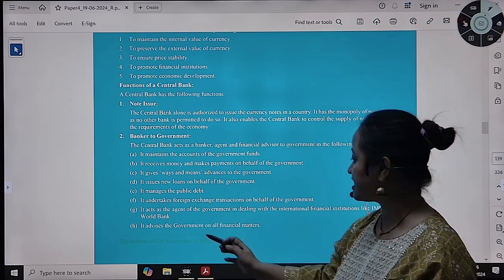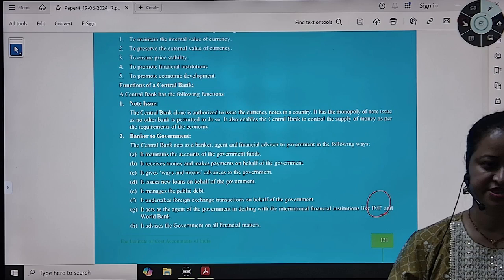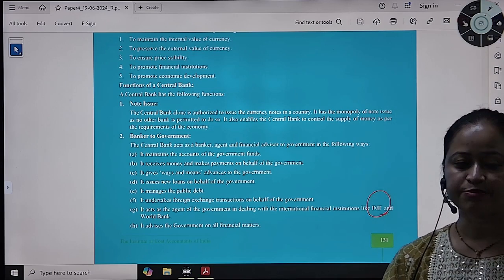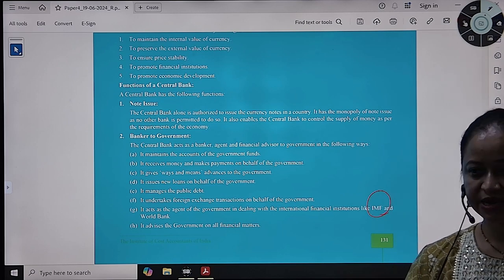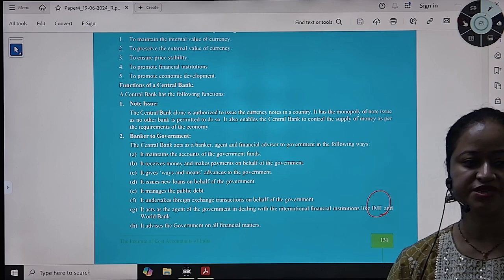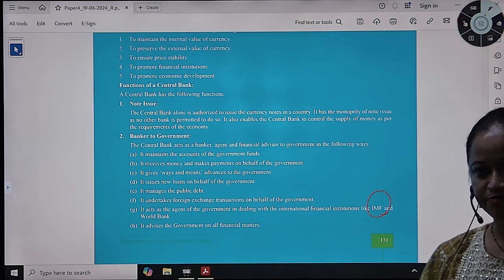Then it advises the government on all financial matters. Whatever the financial matter is, it advises the government from time to time. Basically the governor of the RBI, that particular person, gives advice to the government.